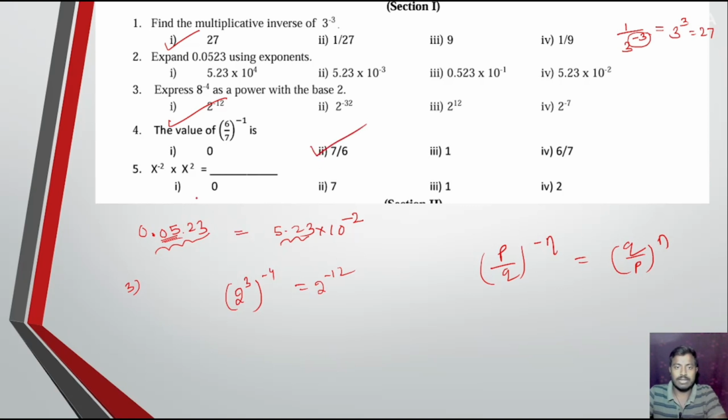Clear? Next. x to the power minus 2 and x to the power 2. So here the bases are equal, so the powers will be added. So x to the power minus 2 plus 2, that is 0. Anything to the power 0 is equal to 1. Okay. Next.